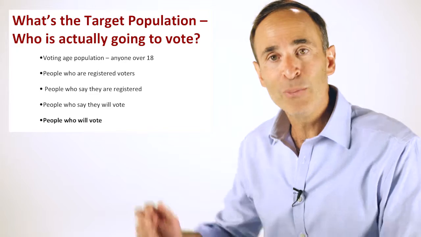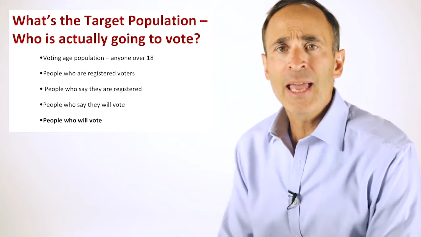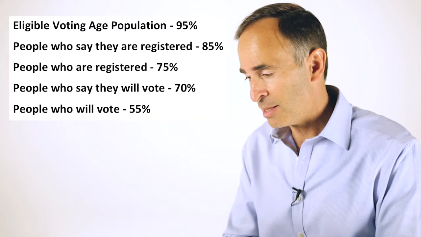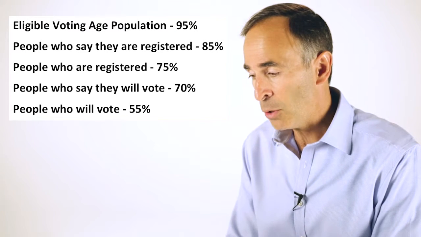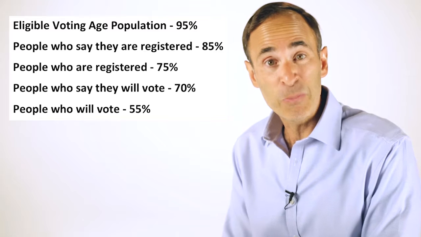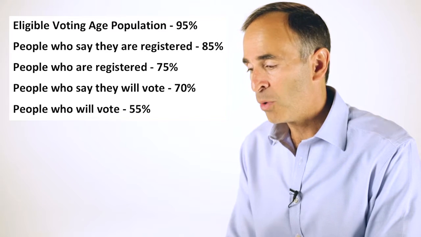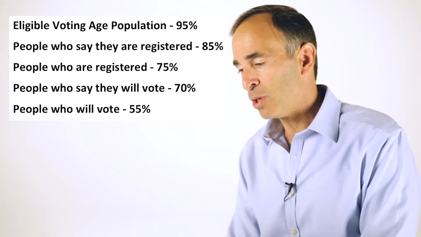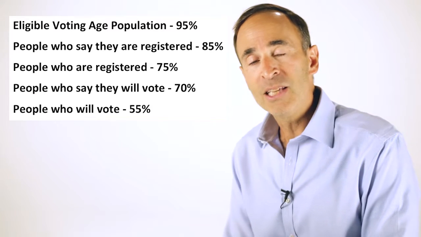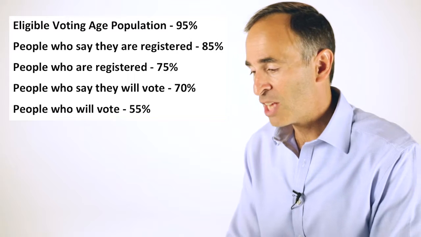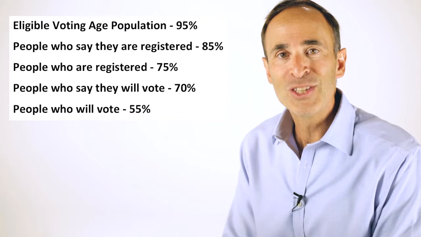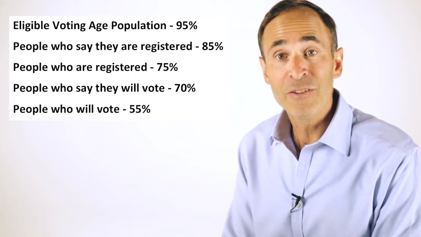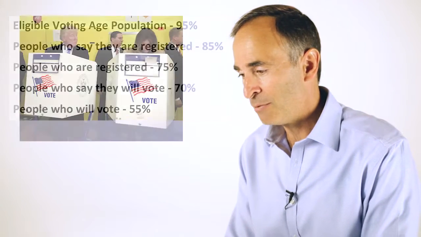And when you look at those numbers at a national level, it might be the case that about 95% of the population over the age of 18 is eligible to register to vote. About 85% of people will say they are registered. In reality, about 75% of people are registered. In a typical presidential election year, about 70% of people will say they are going to vote, and in reality, between 50 and 55% of people will actually vote.